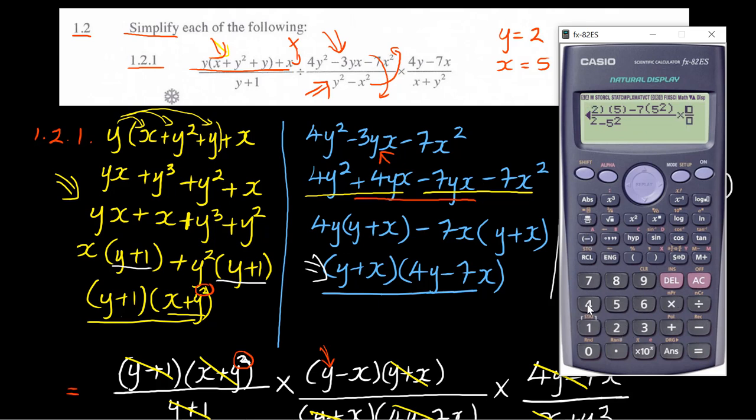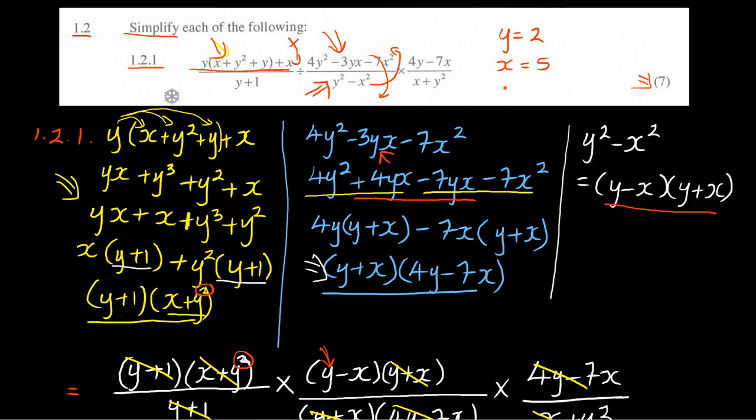and then times, again in a fraction, 4 into y, y is 2, minus 7, x is 5, all over x, which is 5, plus my y, which is 2 squared. Now when you do that, you can see that my final answer is equal to minus 3.